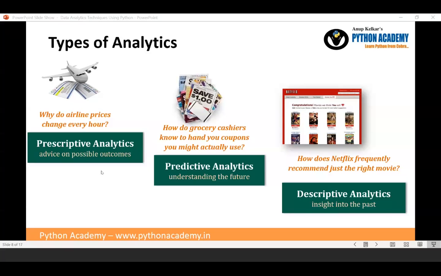Then it goes to the prescriptive, where you will always come up with a suggestion. Like today, if I want to book a ticket from, say, Mumbai to Delhi, I will just open a website, and there will be multiple websites, Go, Bigo and all that stuff. So many websites will appear.